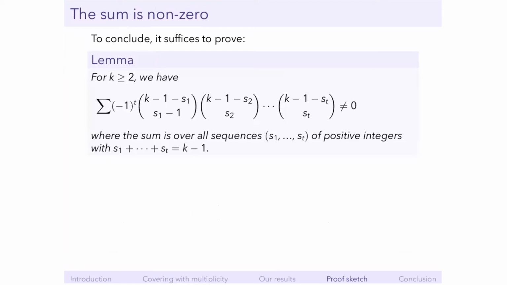Okay, so any questions about anything so far? Does everyone believe me that it suffices to just prove this lemma, that this very complicated sum is non-zero?